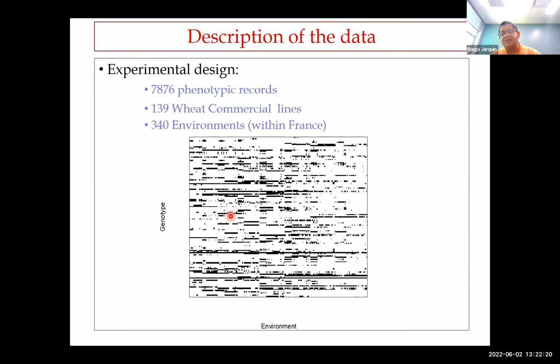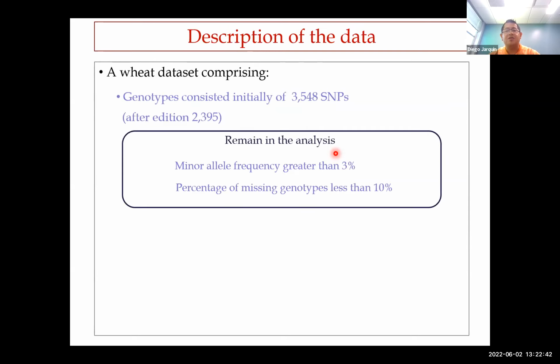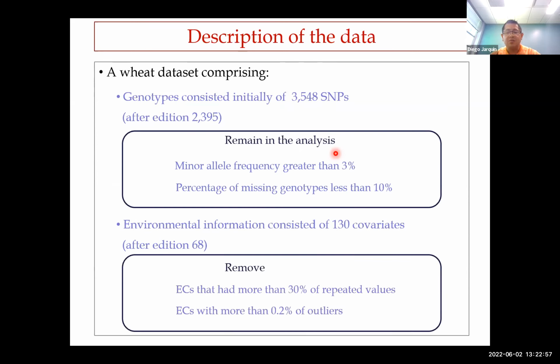So this is, roughly speaking, the experimental design of how the data looks when we have environments on the x-axis and genotypes on the y-axis. Each one of the small black lines represents a line tested in an environment. Also, this data set has around 3,500 SNPs, and after we apply conventional quality control, we end up with something like 2,400. Also, we initially had 130 environmental covariates, but after we apply some quality control, we end up with 68. So we removed those environmental covariates with more than 30% of repeated values and with more than 0.2% of missing values.